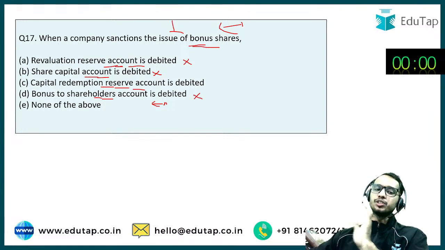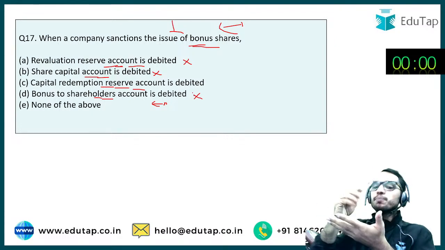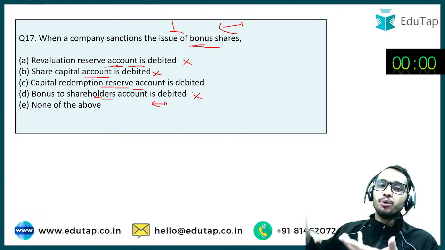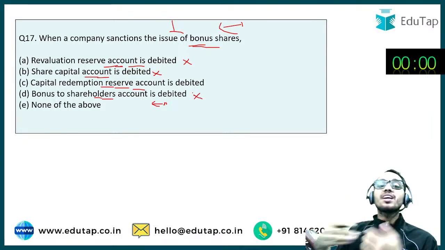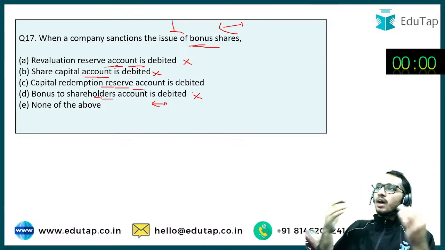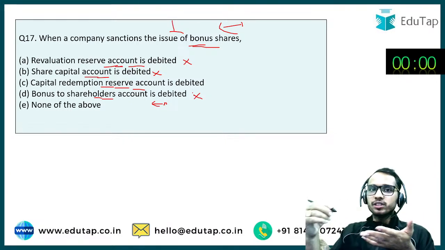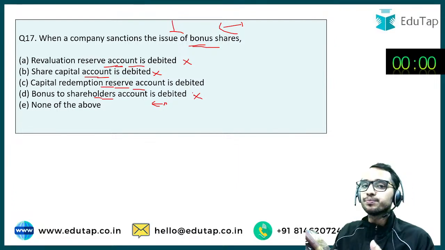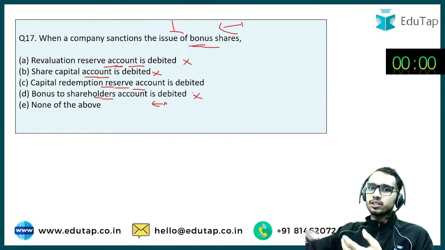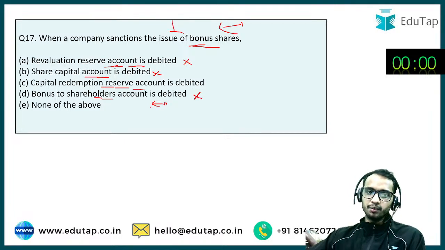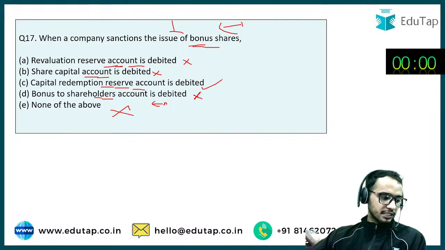Why? I'll give you the logic. When you are sanctioning the bonus shares to the potential shareholders, what do you do? They become your creditor, isn't it? Because you now have to issue the shares to them. You have sanctioned the bonus issue, and in the future you have to issue the shares to them. So they become your creditor. So they will be credited, not debited. So this will be eliminated. So the answer would be option C, and I have got the answers.